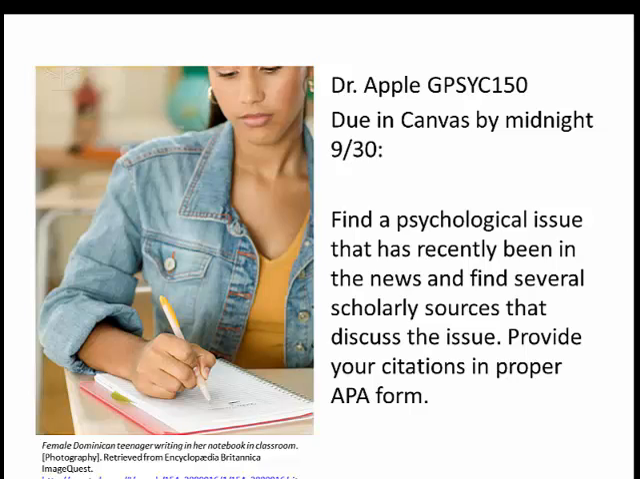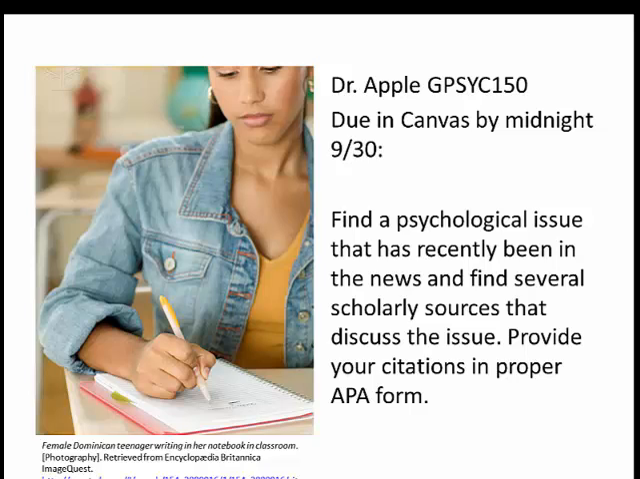Figuring out what information you need can be easy, like when you're asked to write an essay about a reading assigned in class. The information need is built in, you just have to carefully analyze the assigned reading. Easy. But in other classes or coursework, it might look like this. Find a psychological issue that has recently been in the news and find several scholarly sources that discuss the issue. Provide your citations in proper APA form.